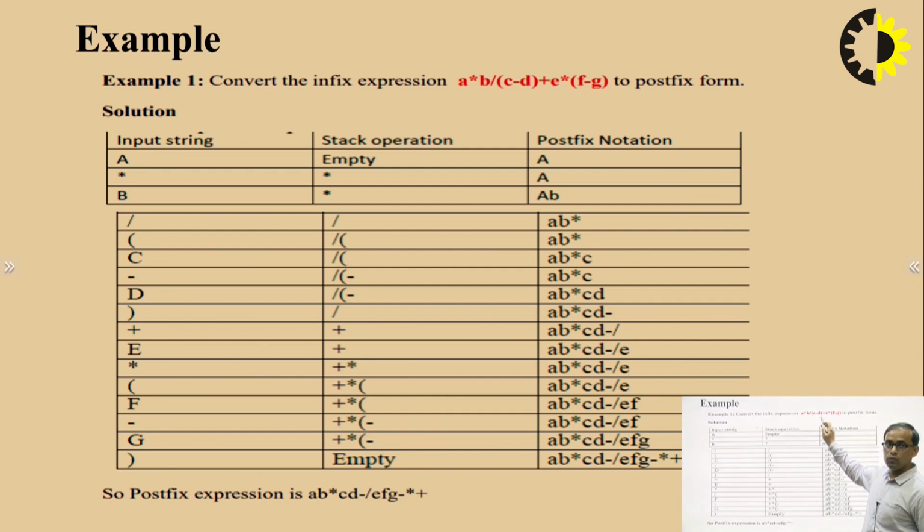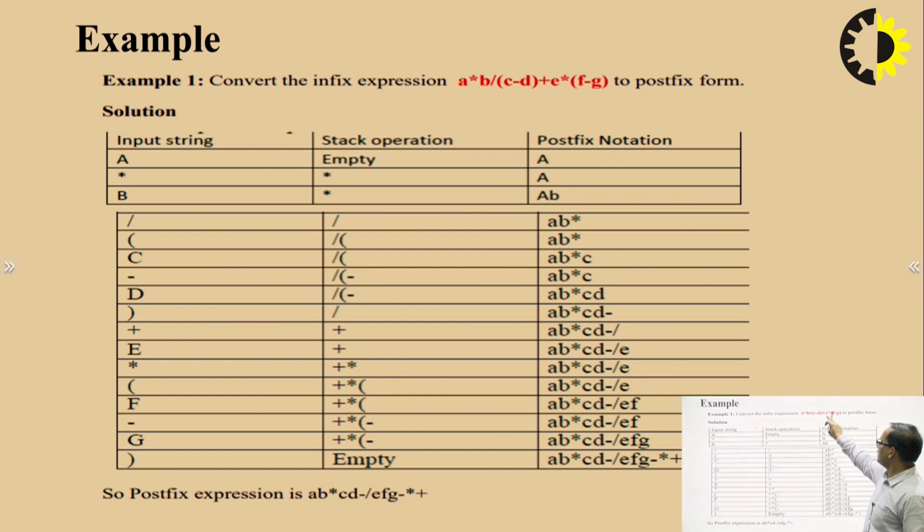After that there is operand c, so it will go to the postfix string. After that, minus is an operator, so after the parenthesis it will be pushed on the stack. Again, d is an operand, so it will go to the output string. Then the right parenthesis occurs. The minus operator is enclosed inside the left and right parentheses, so the left parenthesis will cancel with the right parenthesis and the minus operator will pop from here and be appended to the postfix expression.